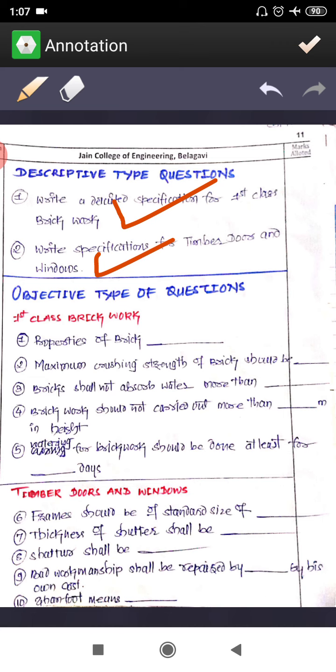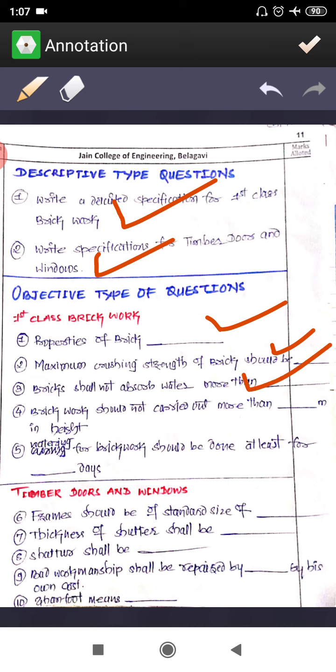And if you are going for the objective types, then you will have these questions: properties of bricks. All types of properties you are supposed to write. It should be hard, it should be strong, it should carry the load. So all those you should write. It should not soak water more than half of its weight. All those come in the properties. Then the maximum crushing strength is 10.5 newton per mm square. Brick shall not absorb water more than half of its weight.